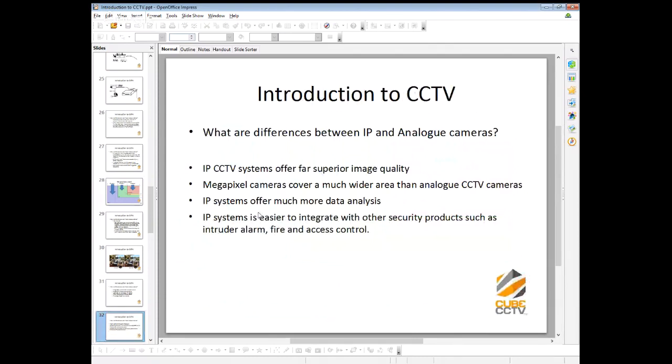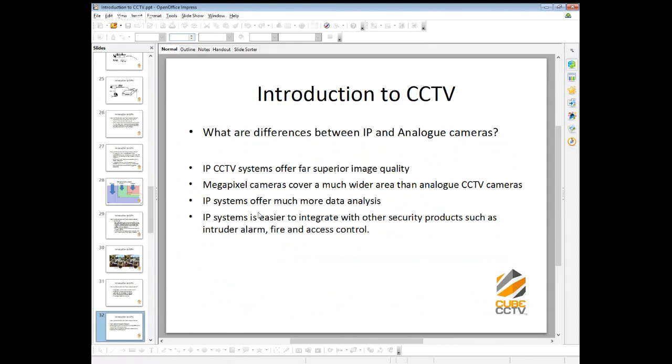IP systems offer much more data analysis. Because it's a digital camera, the signal has been converted into data. So you could now do a lot of search functions. For example, you could do various parameter setups. You could say it's a one-way traffic, so any cars that come from the opposite direction, it's going to pick the number plate up. So those kinds of things you could do with IP systems.